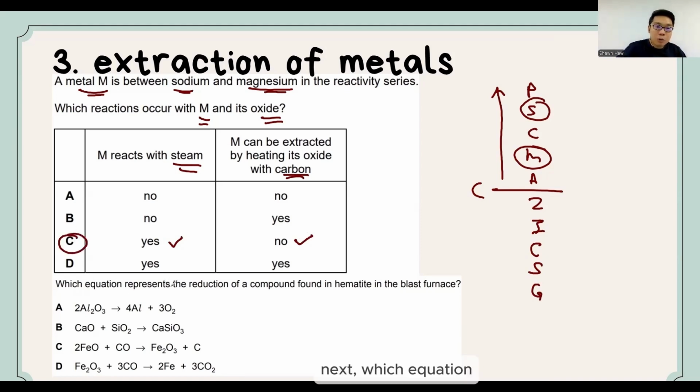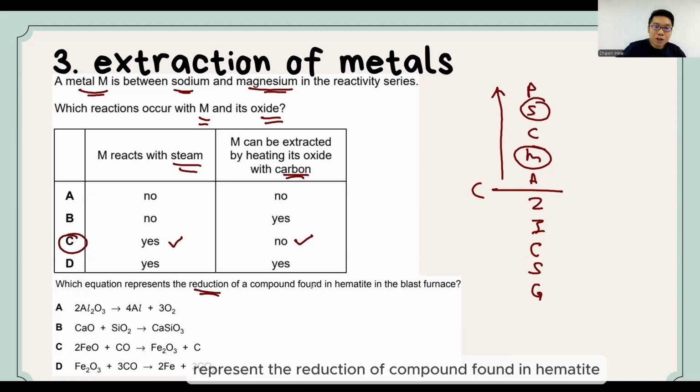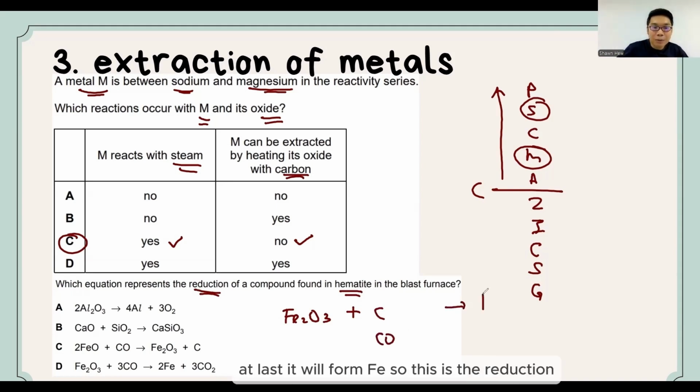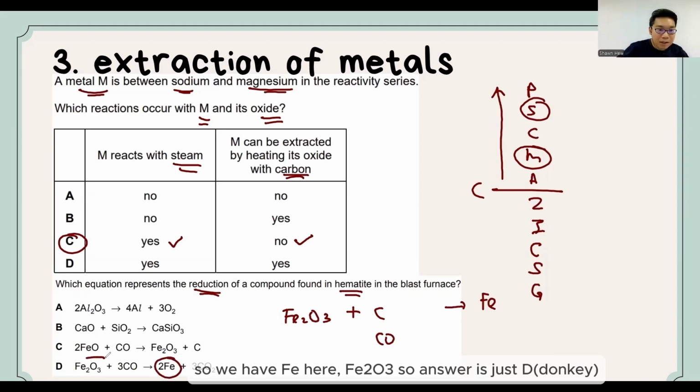Next, which equation represents the reduction of the compound found in hematite? So hematite, we have Fe2O3. We add carbon or CO. At last, it will form Fe. So this is the reduction. So we have Fe here, Fe2O3. So the answer is just that one.